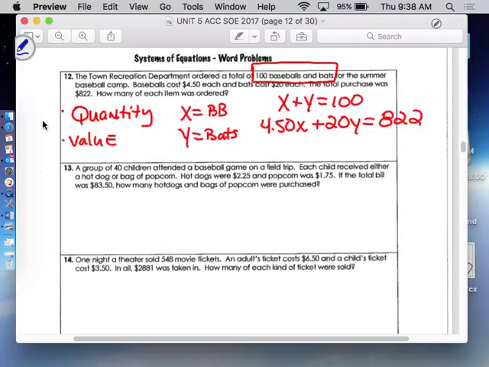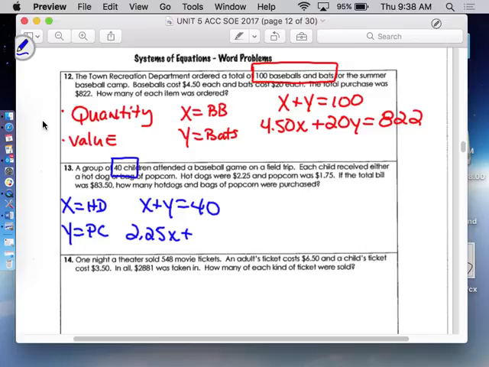So here I have 40 children attending a baseball game. Let's see how we're distinguishing two things from each other. Each child has received either a hot dog or a bag of popcorn. So I'll let X be the hot dog and Y will be the popcorn. I have 40 children, that's my quantity, so X plus Y equaling 40. And then I'm attaching value to that. So I've got 2.25 attached to the X, and 1.75 will go along with the Y. And then the total amount of money spent, $83.50.